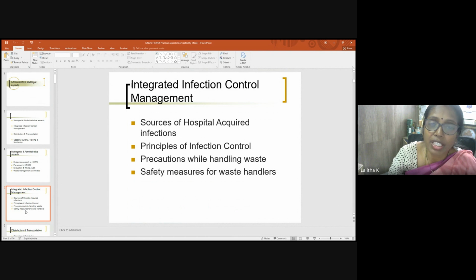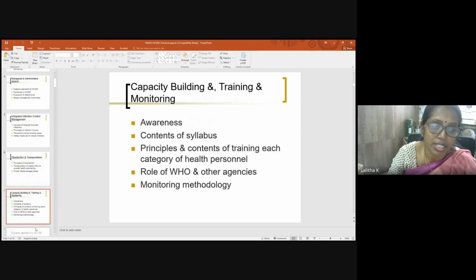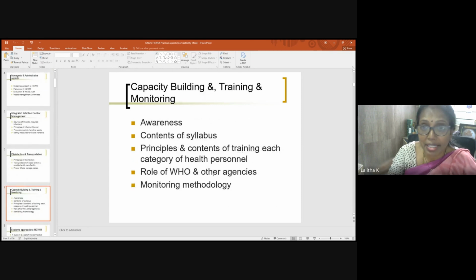In integrated infection control, we have what is hospital acquired infection, what are the principles of infection control, what are the precautions we need to take while handling waste, and safety measures for waste handlers. In disinfection and transportation, we have the principles of disinfection, how transportation has to happen within and outside the healthcare facility, and proper waste storage. The last component is capacity building, training and monitoring. Here, what is the content of the syllabus? How do you plan your trainings, and what is the role of WHO? I think Suman will be handling planning of training in the coming classes as well.